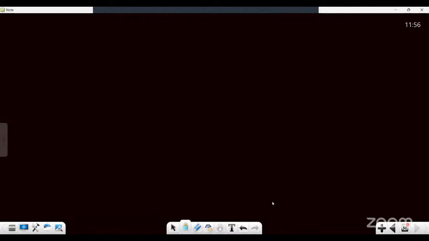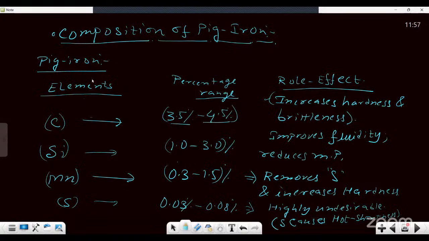Okay. So we have covered substantially the iron making part. So the hot metal composition, you should remember. Remembering is not that important, but at least we should have an idea of the range: in what percentage carbon is there, what percentage silicon is there, what is the range for manganese, and what is the range for sulfur, and what are their roles.